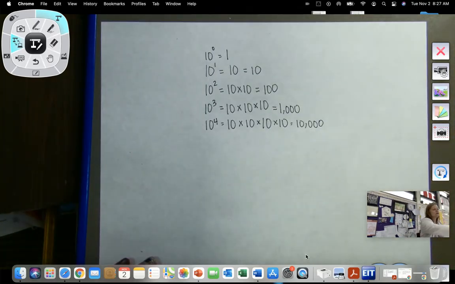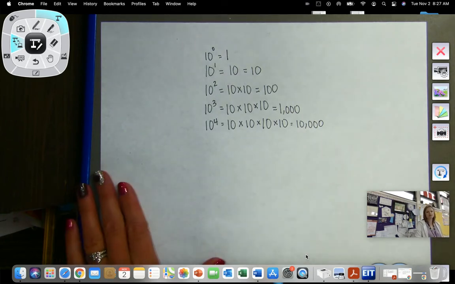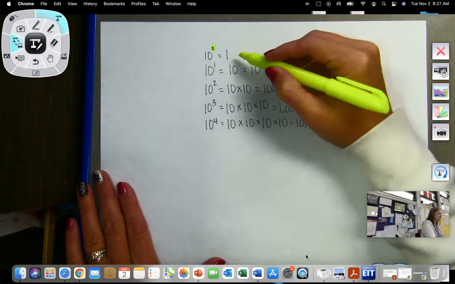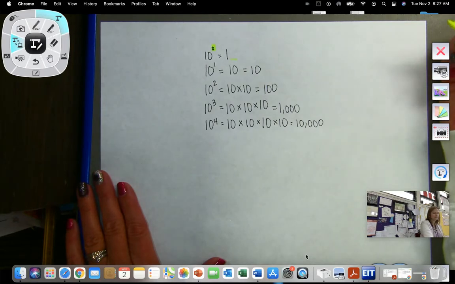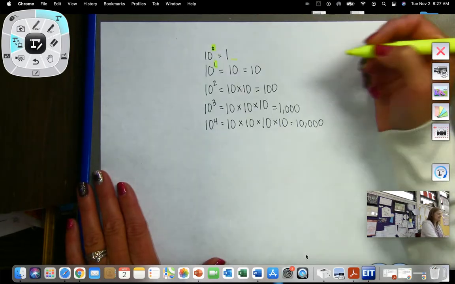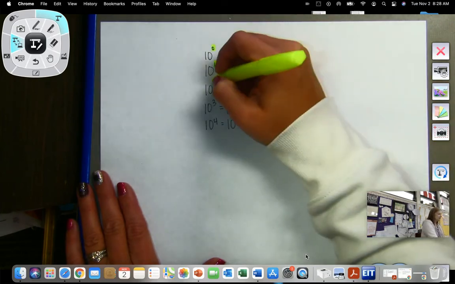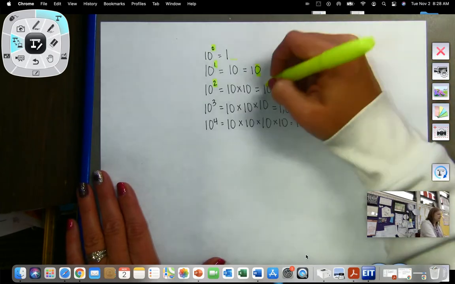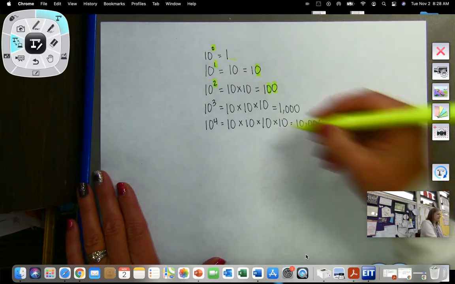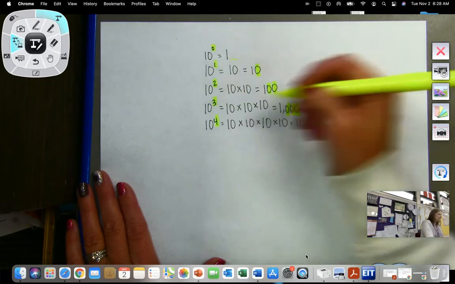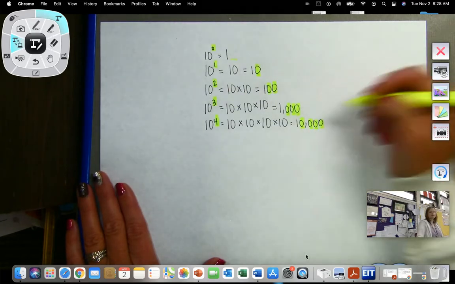And then I wanted to remind you of one more thing. The exponent tells you how many zeros are going to be in the answer when you're dealing with powers of 10. So the exponent of 0 tells us there are going to be 0 zeros in the answer. The 1 exponent tells us there's going to be 1 zero in the answer. The 2 exponent tells us there's 2 zeros in the answer. 3 exponent, there's 3 zeros in the answer. And the 4 exponent tells us there's 4 zeros in the answer.